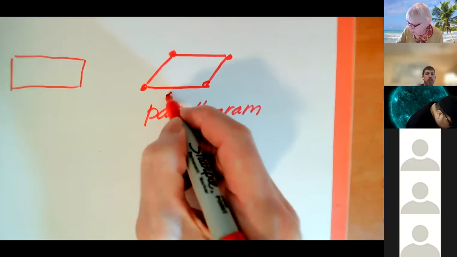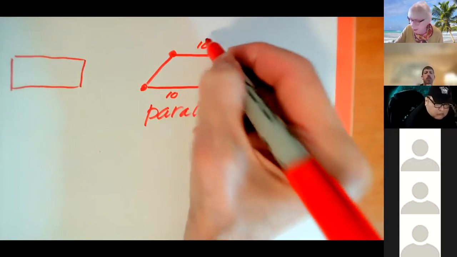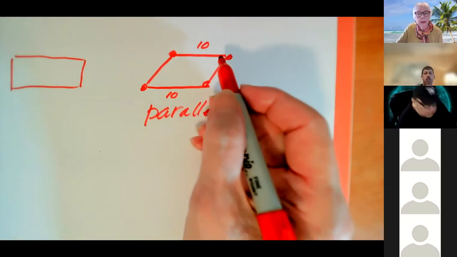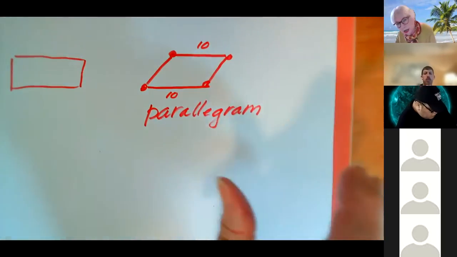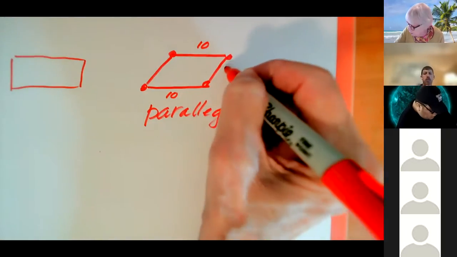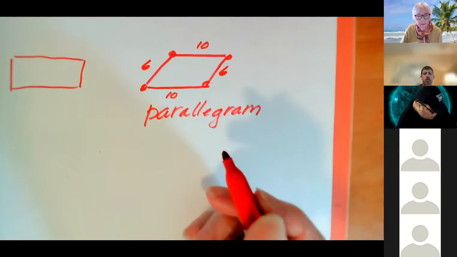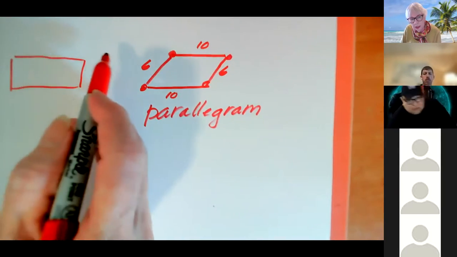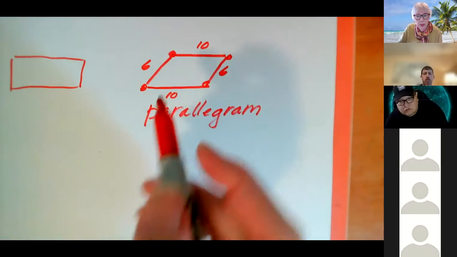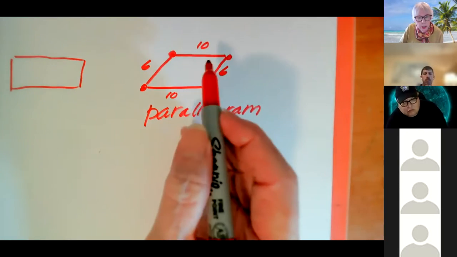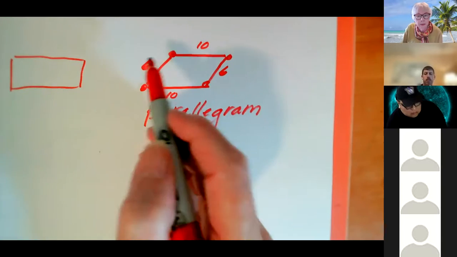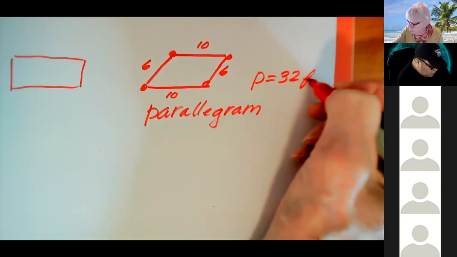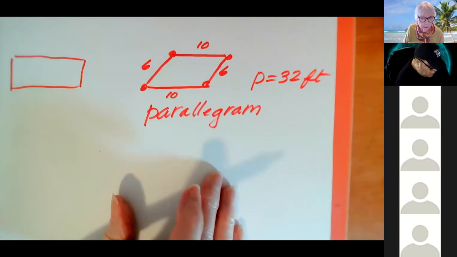If this was 10, this would be 10. In other words, the length of the top and the bottom didn't change, they just got pushed. And if this was 6, this would be 6. So a parallelogram is just a version of this that's moved over. And so when you add up the sides, you'd still have 2 10s and you'd still have 2 6s. So the perimeter would be 32, and let's say it was still in feet, then you go feet.